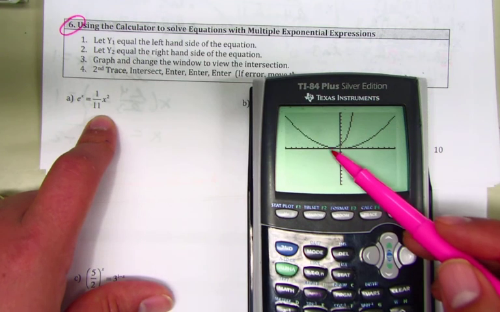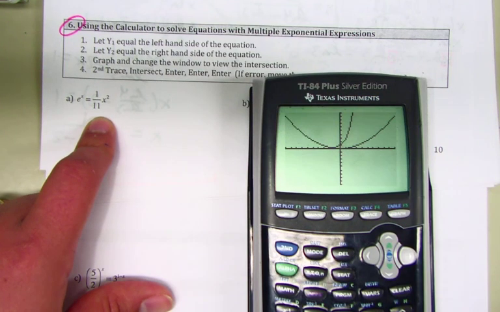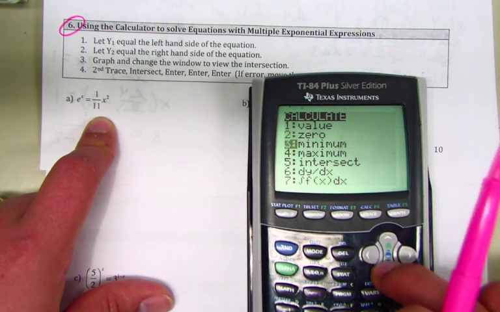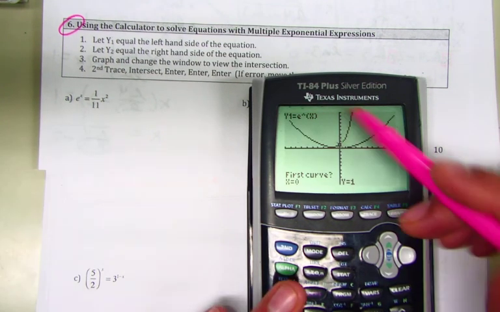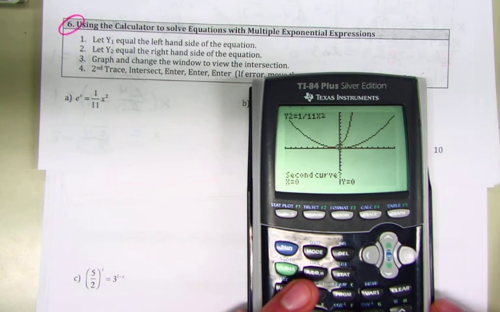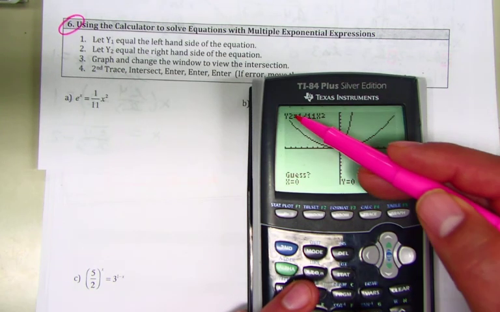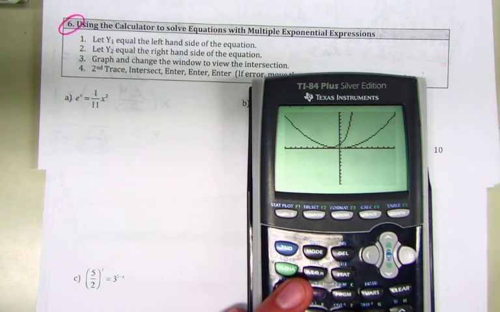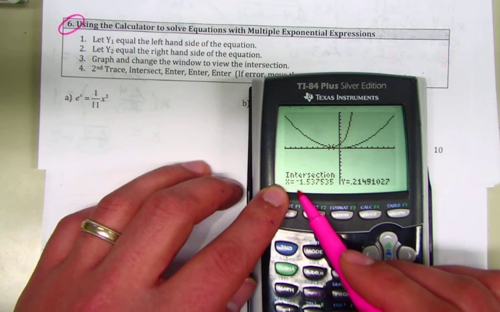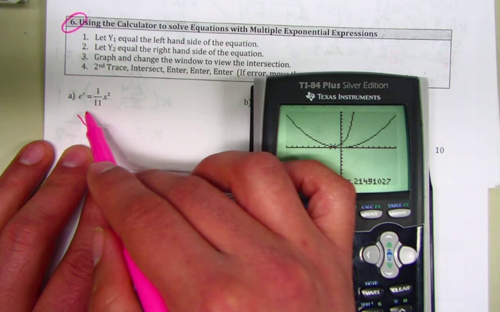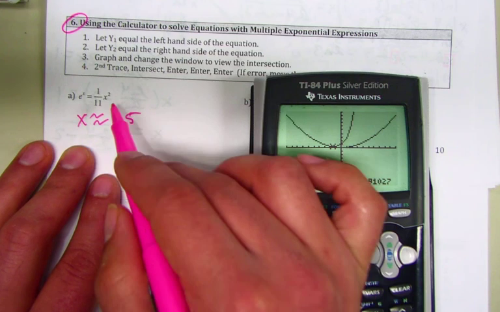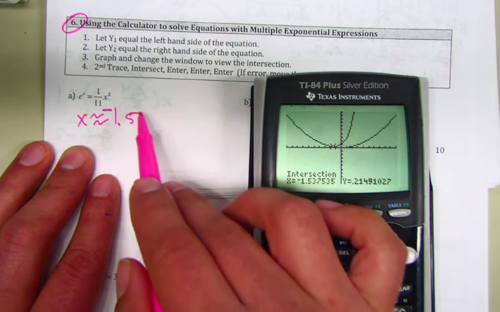Looks like there's an intersection over here somewhere, right? How do I find that intersection? Second, trace, and then you use the intersect feature. That's correct. So you go to intersect. We're only graphing two curves, so if you hit enter twice in a row, it switches from y1 to y2, which is what we want to do. And now for the guess, you just get it reasonably close, and there's our approximate solution right here. Okay, so here we would say x is approximately negative 1.54.